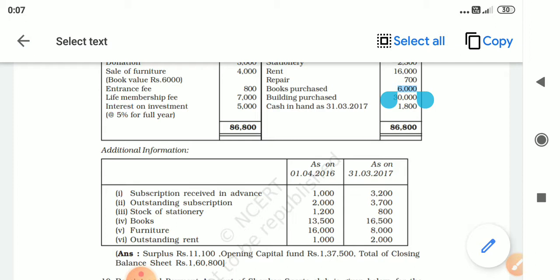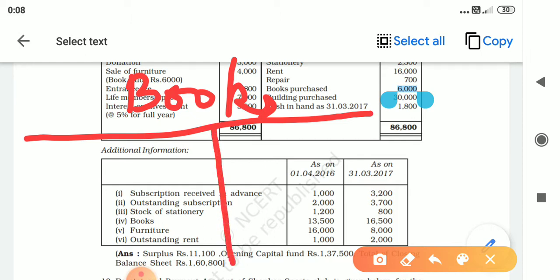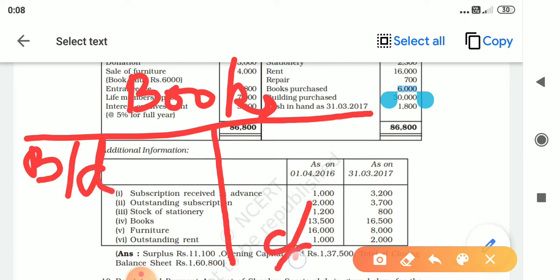So what you have to do? You have to prepare books account. Either you prepare an account format or you can prepare a statement format, whichever is easy. Opening balance will come here and closing balance will come here. What is opening balance? Books 13,500. So 13,500 will come here on the debit side and 16,500 will come here on the credit side.